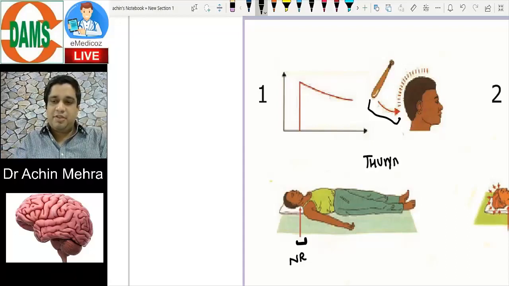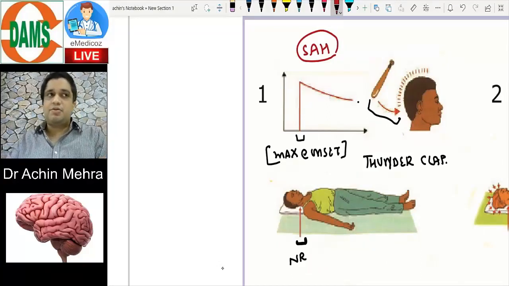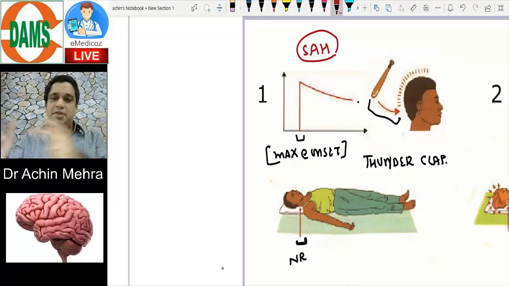Now, if you are hit by a baseball bat on the head, obviously at the time of impact the headache will be maximum and then it will die down. So that is the severity pattern of the headache. If I plot it over minutes and hours, I find the headache is maximum at the onset and then it dies down gradually. So this is nothing but a case of subarachnoid hemorrhage, right? In this image we have tried to include the disorder subarachnoid hemorrhage.